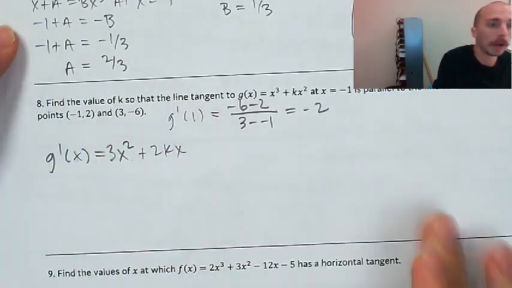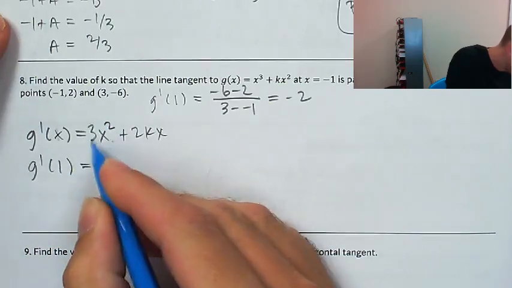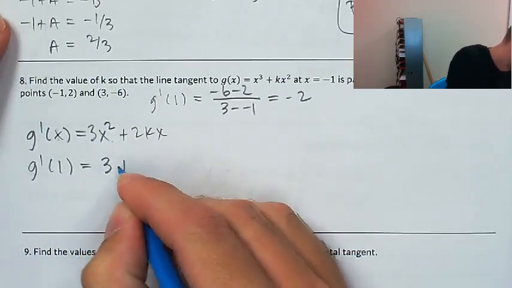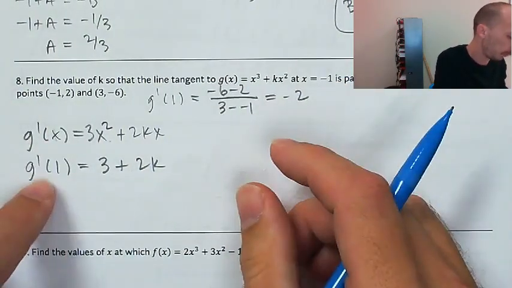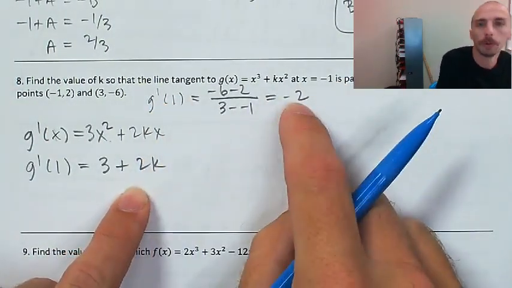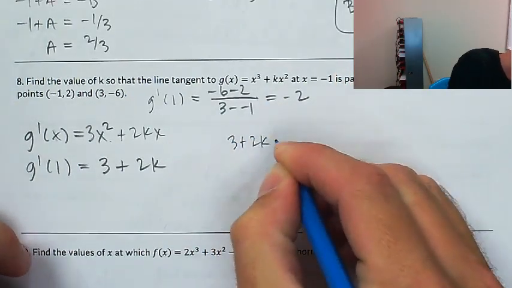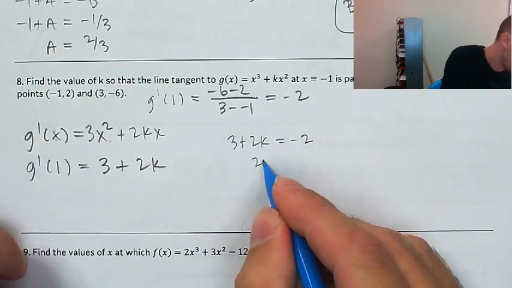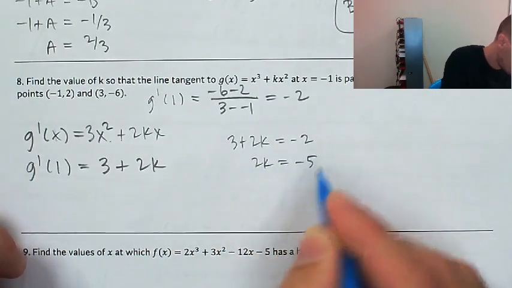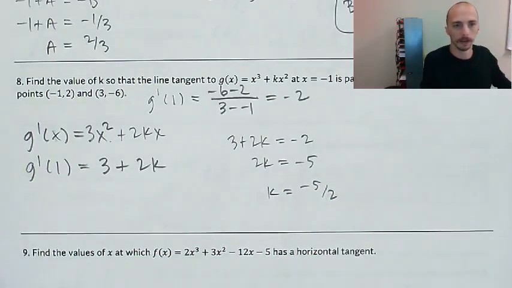G prime of 1, so what's going to happen when I plug in x equals 1 to g prime of x? So that's going to be 3 times 1 is 3 plus 2k. Okay, so g prime of 1 is equal to this, g prime of 1 is also equal to that, so these two things must be equal to each other. Okay, I think I will subtract 3 from both sides. Divide by 2, and get k is negative 5/2.